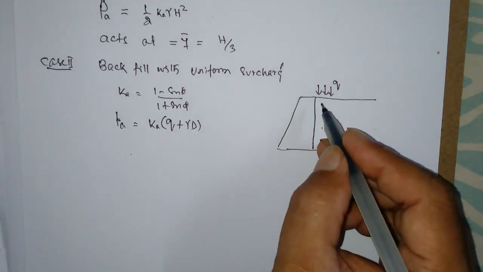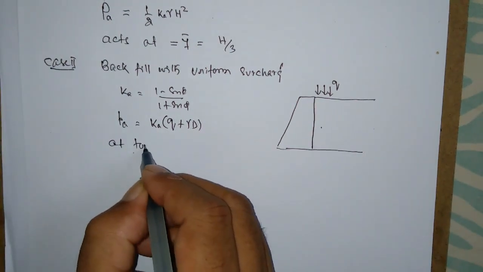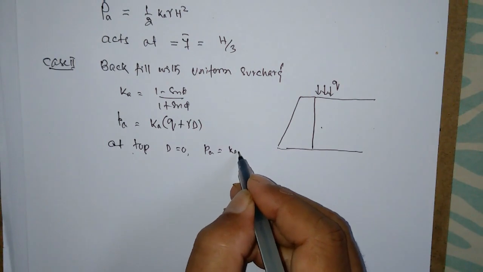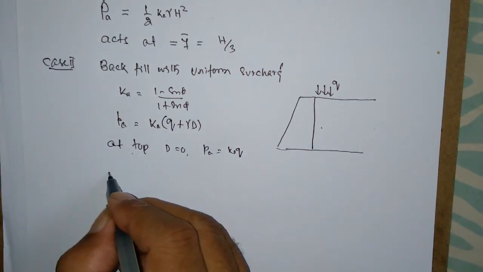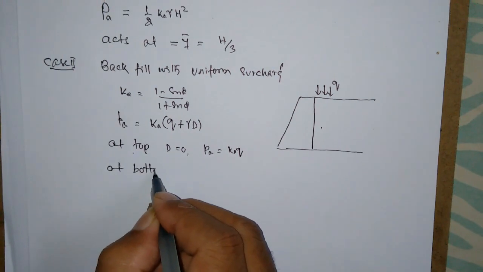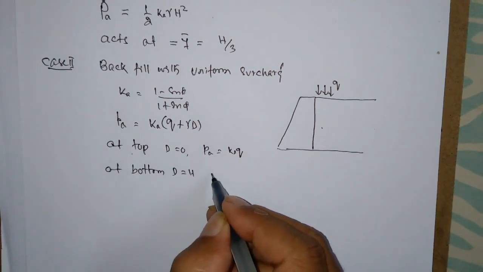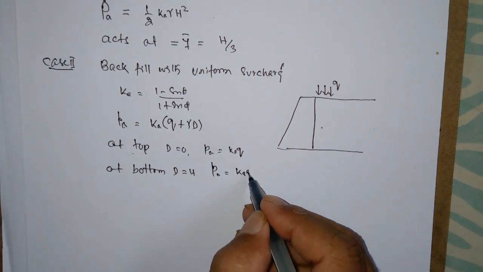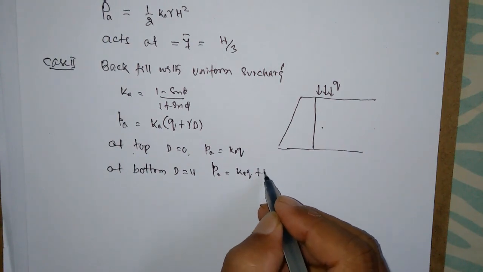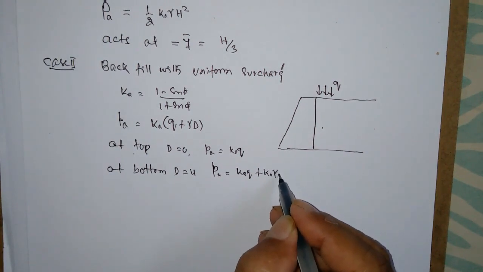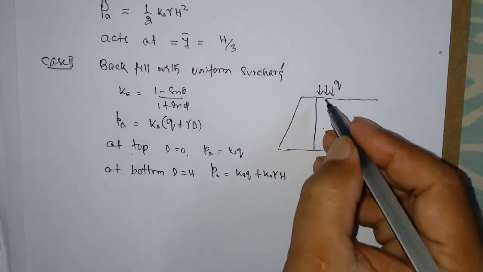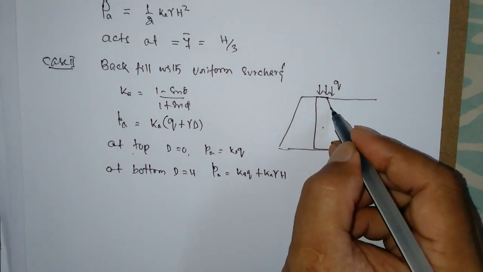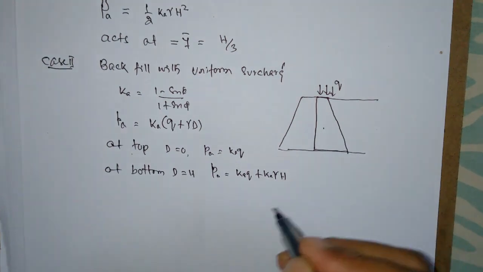So the diagram will be, at top, d is equal to 0. So here Pa will be Ka Q, not 0. At bottom, when d is equal to H, the active earth pressure will be Ka Q plus Ka gamma H. So at top it is not 0, it is something, and at bottom it is a larger one. It is a diagram like this, a trapezoidal diagram.